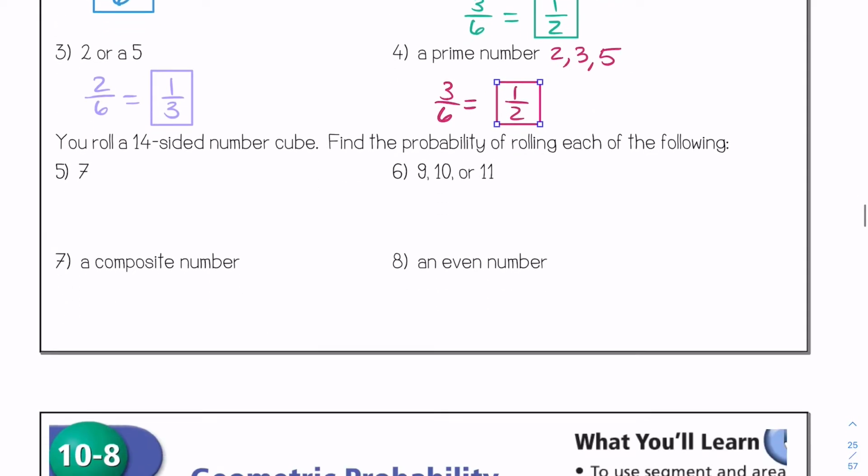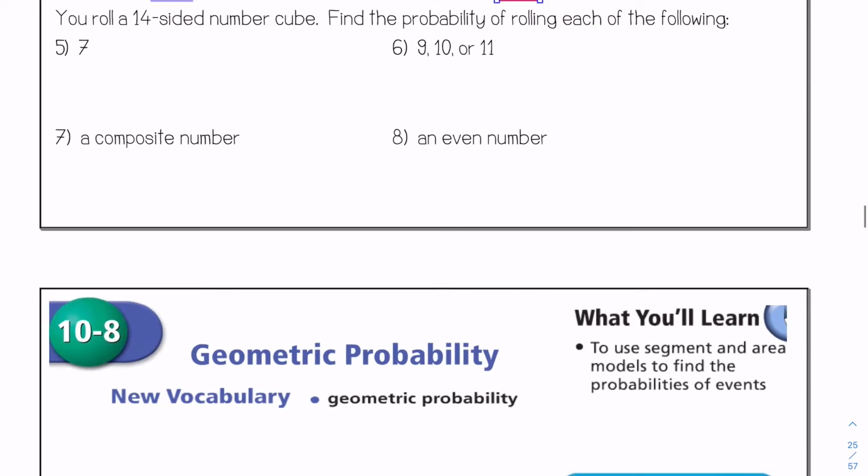You roll a 14-sided number cube. Find the probability of rolling each of the following. A 7, so this is a 1 in 14 opportunity. A 9, 10, or 11 is a 3 in 14 opportunity.